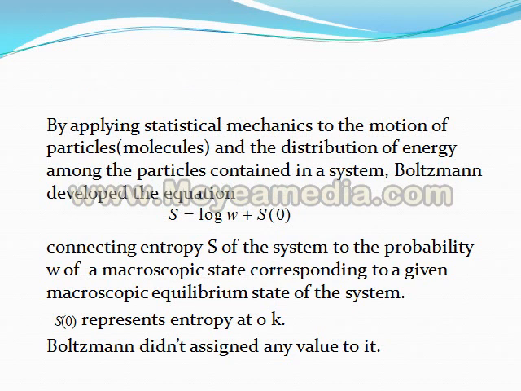By applying statistical mechanics to the motion of particles, that is molecules, and the distribution of energy among the particles contained in a system, Boltzmann developed the equation S equals log W plus S naught. This equation connects entropy S of the system to the probability W of a macroscopic state corresponding to a given macroscopic equilibrium state of the system. In the formula, S naught represents entropy at 0 Kelvin. Boltzmann didn't assign any value to it.